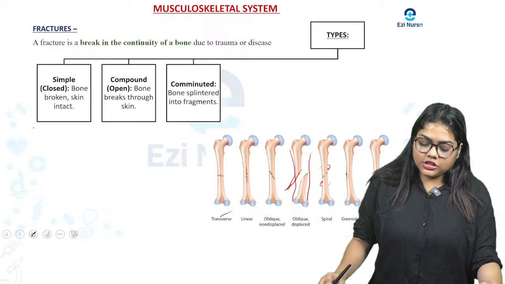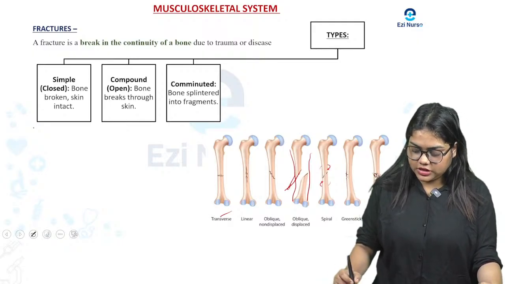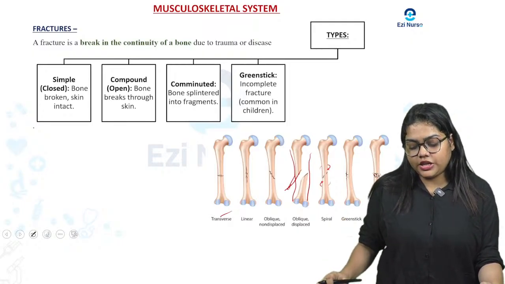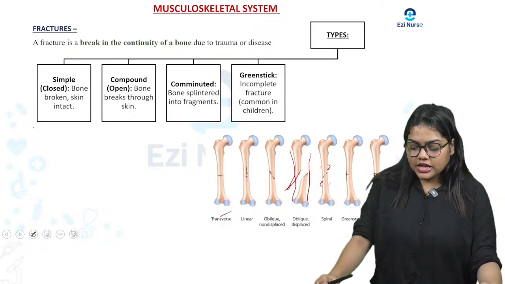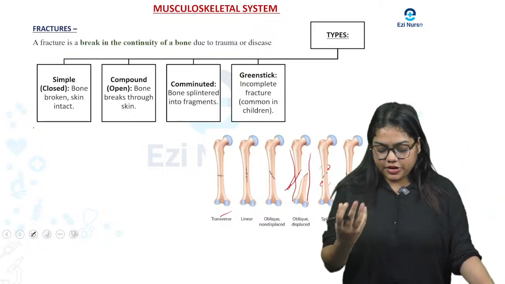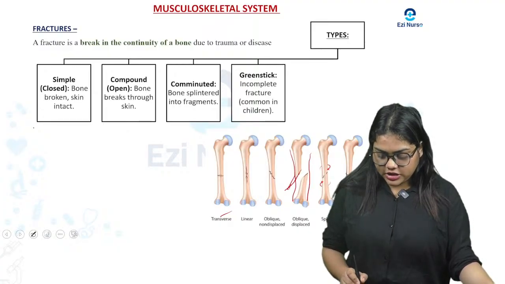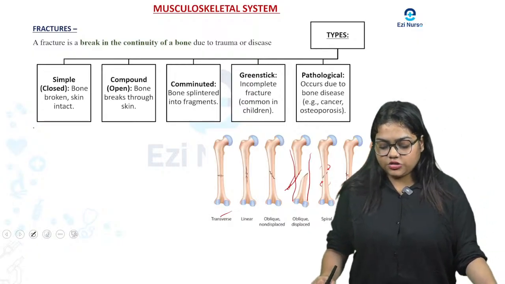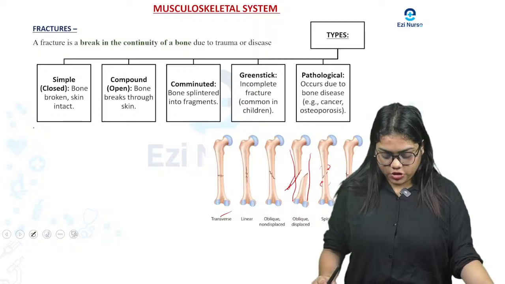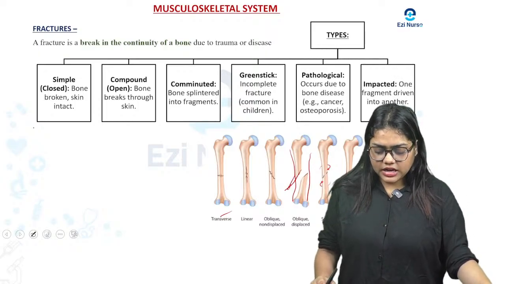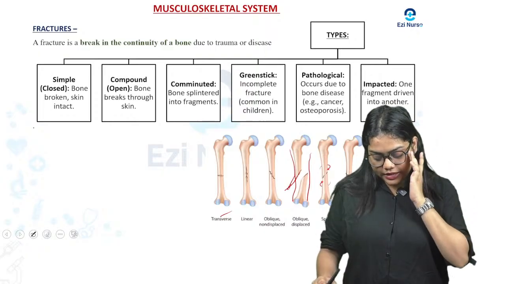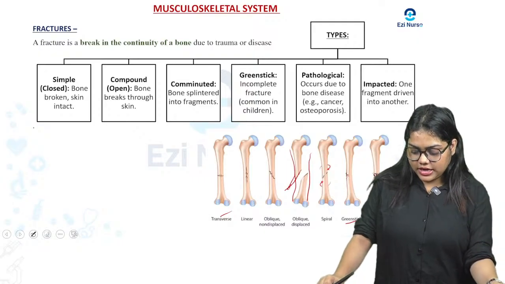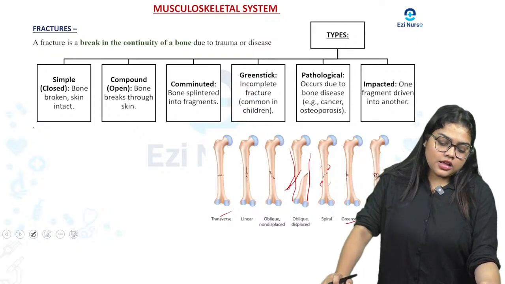Okay, and comminuted, which is here, where the bone is splintered into fragments. Then greenstick, which is an incomplete fracture, common in children. Okay, the fracture will not be complete, there will be just a very little crack. Then pathological, which occurs due to bone disease such as cancer or osteoporosis. And lastly, impacted. Now what is impacted? Impacted is where one fragment is driven into another. Okay, so that is called an impacted fracture.